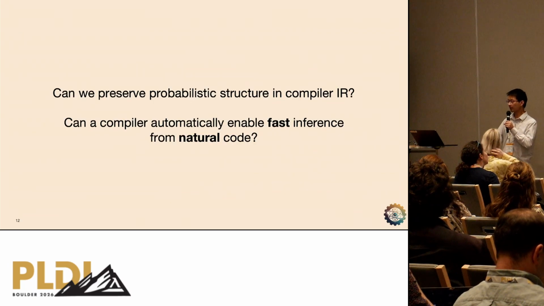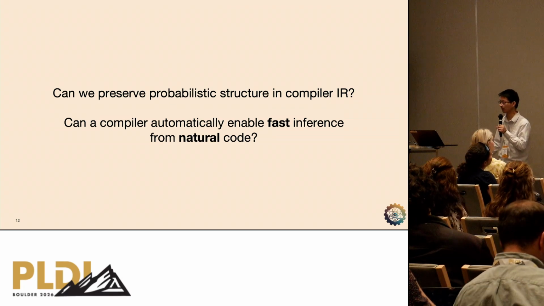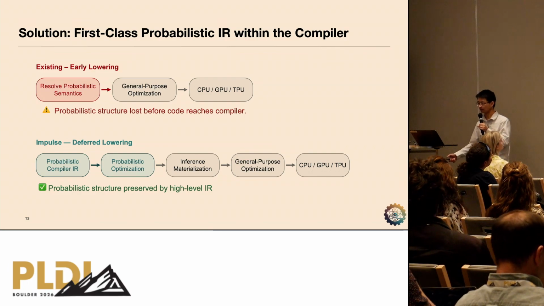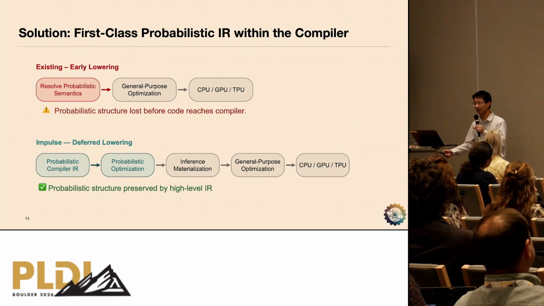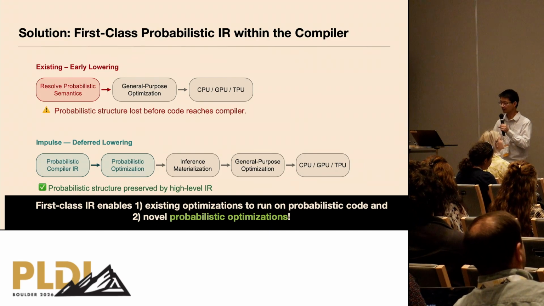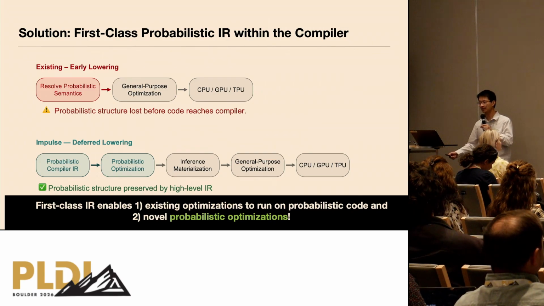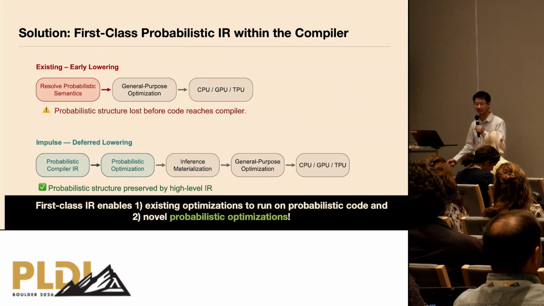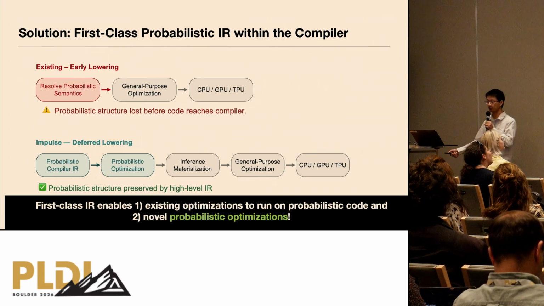And we ask two key scientific questions here. Can we preserve probabilistic structure in compiler IR? And can a compiler automatically enable fast inference from natural code? We propose constructing first-class probabilistic primitives within the compiler, so the compiler understands the probabilistic structure preserved by this kind of high-level IR. And having this first-class IR has two benefits. One is we can run existing optimizations on probabilistic code that's written in a natural way by the scientist, and one can run novel probabilistic optimizations that no existing frameworks can do.